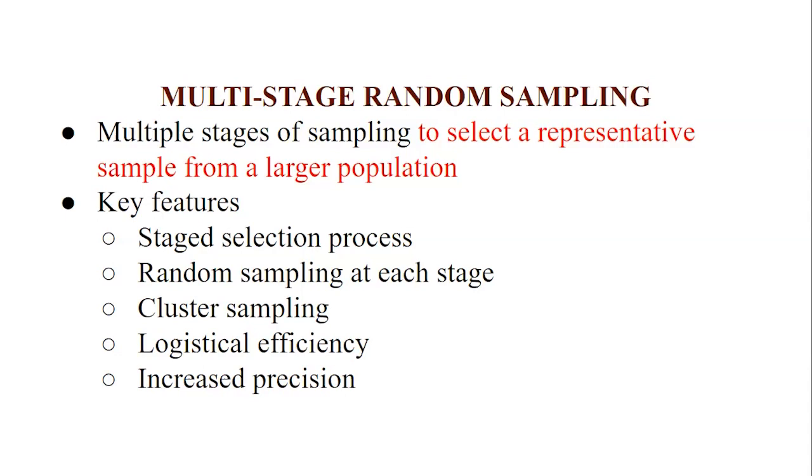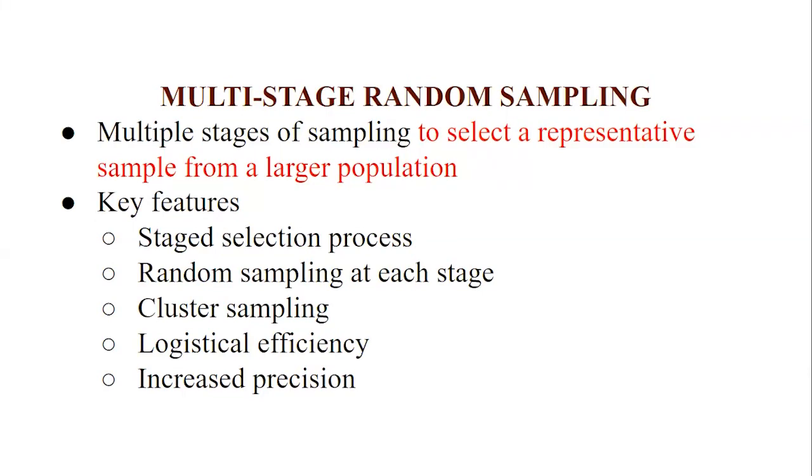The next feature is cluster sampling. Usually multi-stage random sampling involves cluster sampling. In cluster sampling, larger groups or clusters within the population are randomly selected in the initial stages, followed by sampling within those clusters in subsequent stages. So at first, clusters are selected randomly from the larger population, followed by sampling within those clusters in subsequent stages. Then there is logistical efficiency.